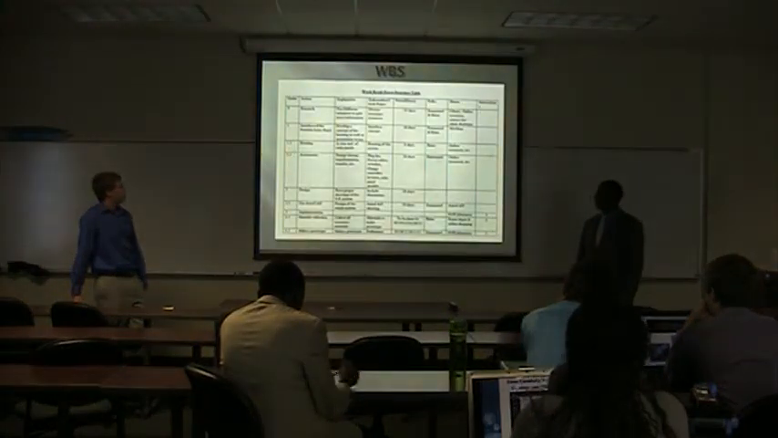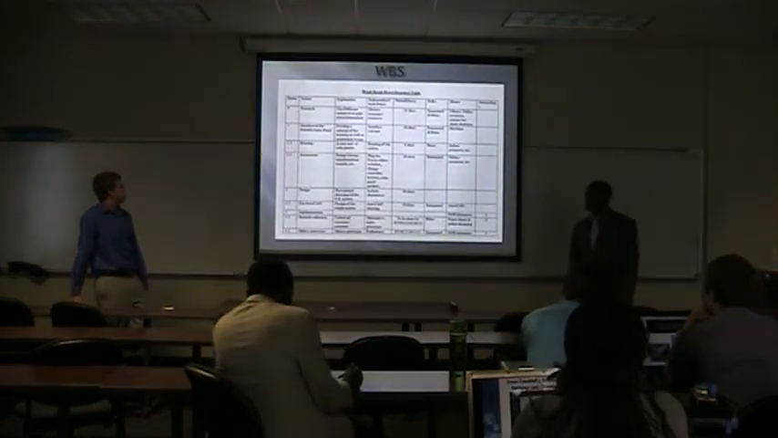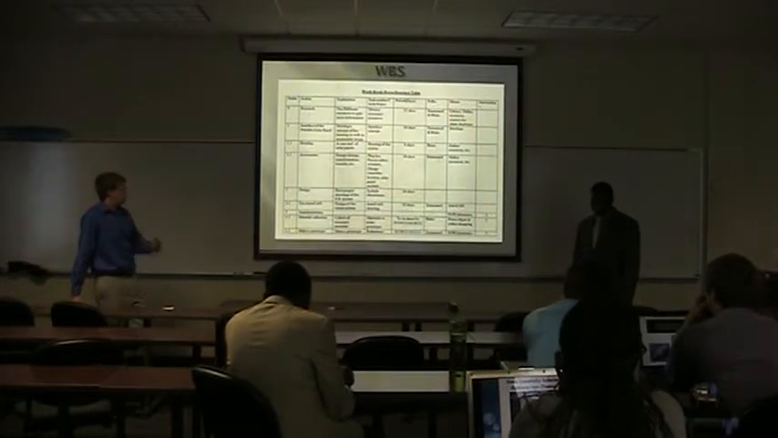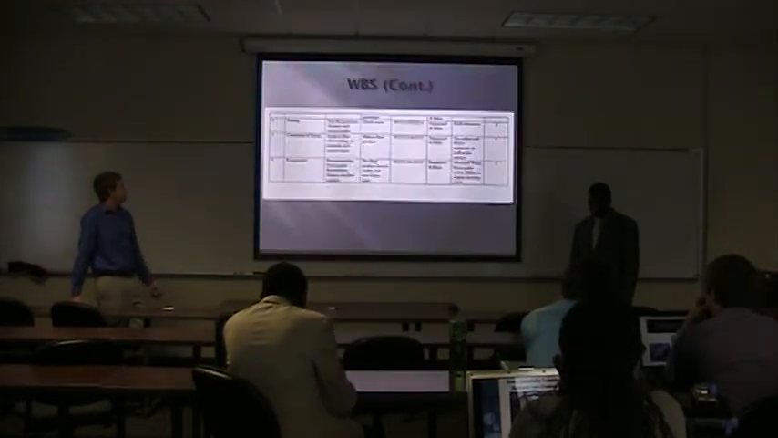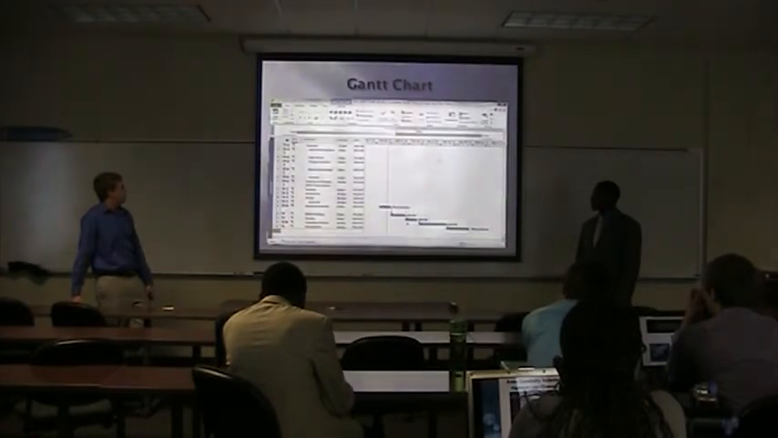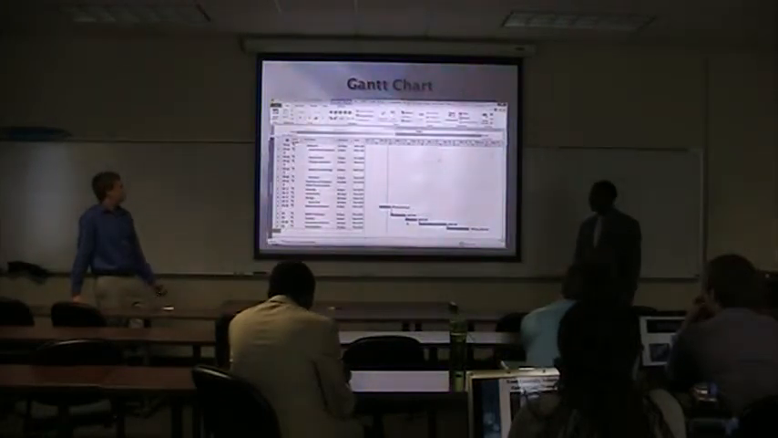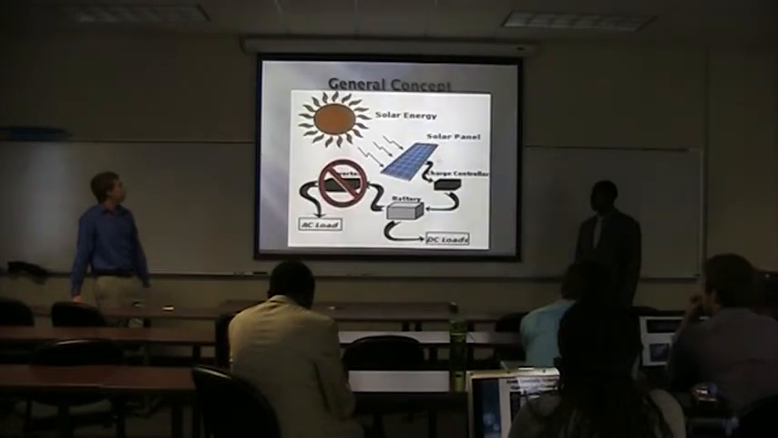Our work breakdown structure is a list of the tests that we're going to need to complete, the people who are assigned to take on those tasks, and how long each test should take. From that, we also created a Gantt chart. Here's our Gantt chart, which gives us the same information as the work breakdown structure, with more of a timeline.